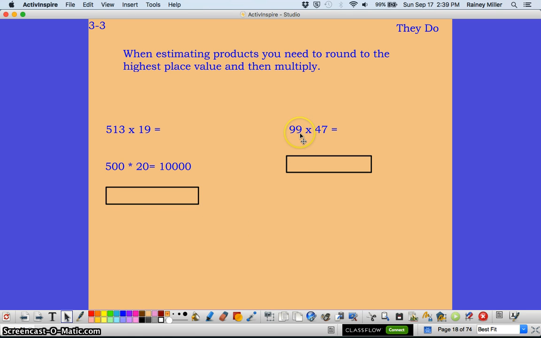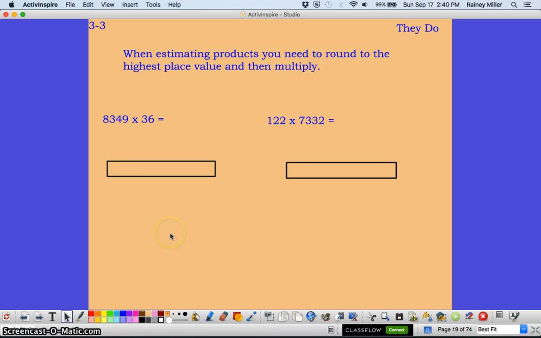The 9 tells the 9 to go up, and that's going to spill over into the next place, so you're going to have 100. The 7 tells the 4 to go up, and that's going to be 50. So I have 100 times 50. So 1 times 5 is 5, so I know that that's going to be the first digit there. And then I have 3 zeros behind it, and there I go, I have my 5,000. Try it again. Go ahead and stop and try out these problems.